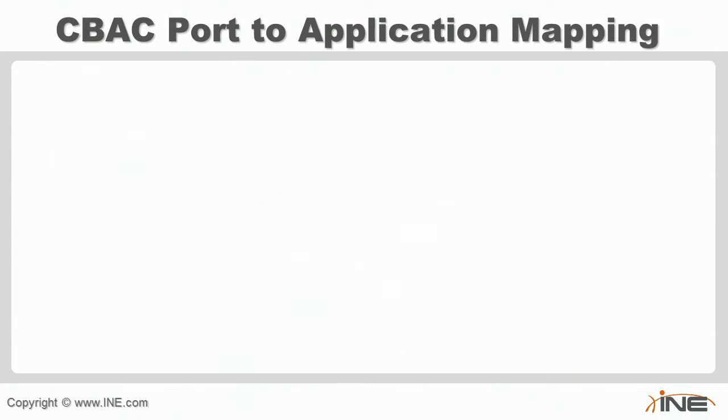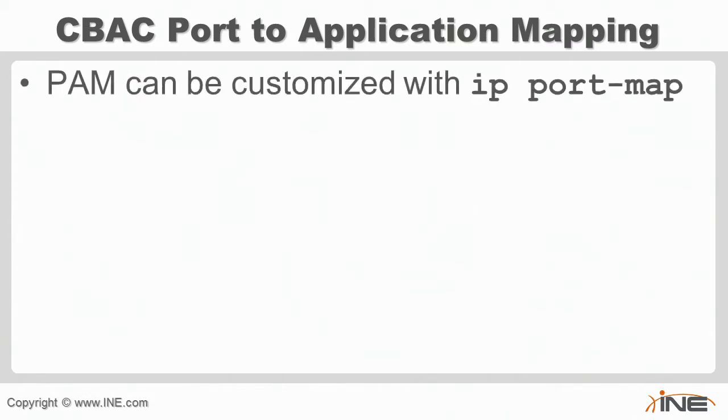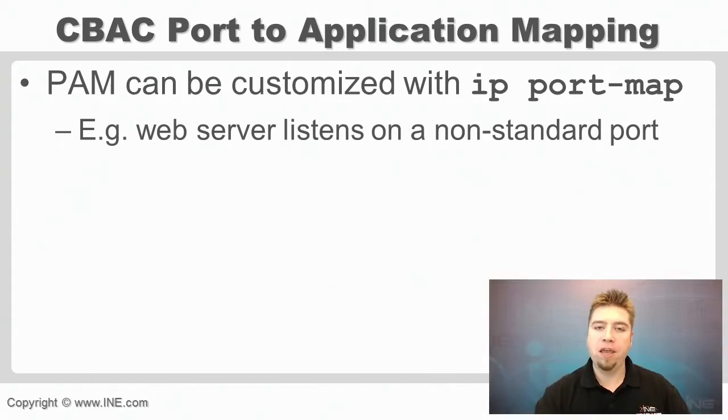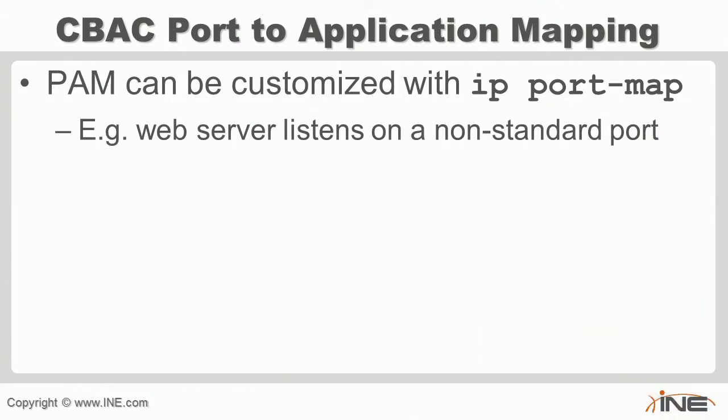As I mentioned, from a classification point of view, the way that CBAC does this is through the feature we call the port to application mapping, or PAM. And PAM can be customized with the ip port-map command. For example, if we have a web server that's listening on port 8080 as opposed to regular standard port 80, then we need to configure the router to also classify this particular traffic with that individual inspection engine.